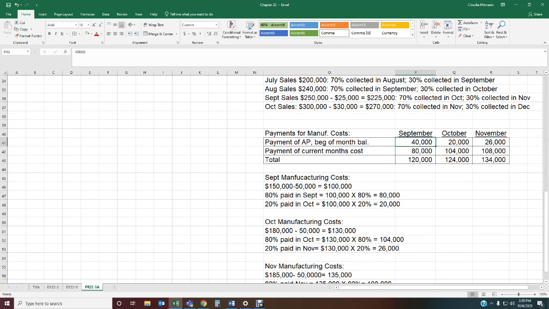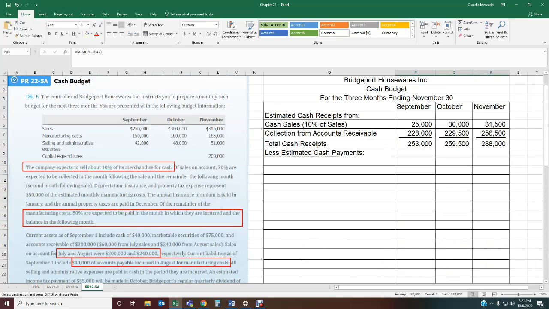Remember, 80% is due or to be paid the month it is incurred. 20% is the month after. Okay, so these are the calculations of what is to be paid in each of the months. Once we have that, we can just copy and paste those numbers. I'm going to copy them, and I am going to paste them on my cash budget. Okay.